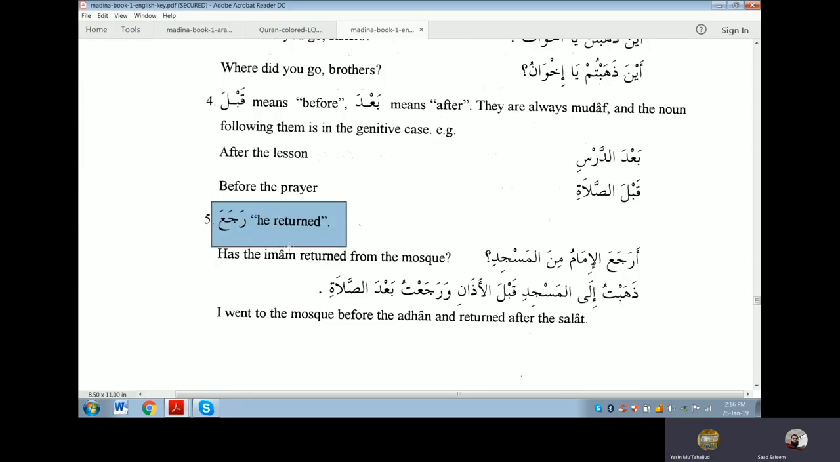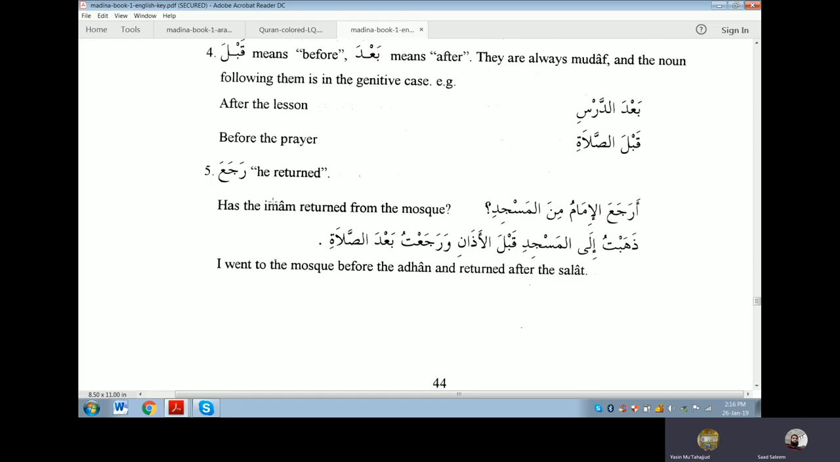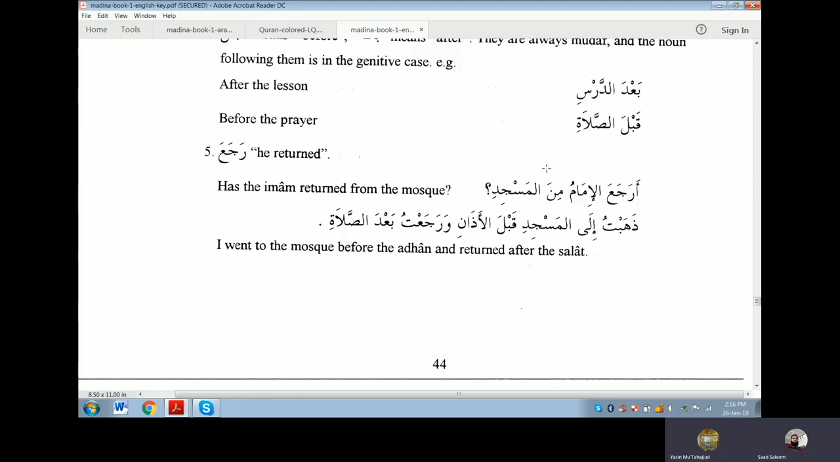Raja'a, he returned. Raja'a al-imamu minal masjid. The imam returned from the mosque.